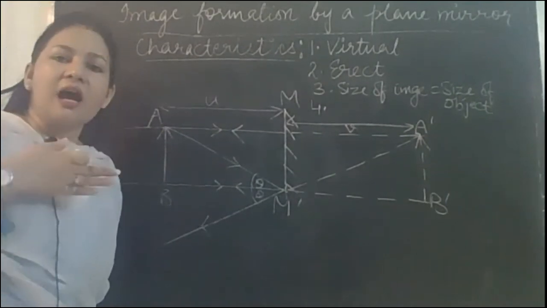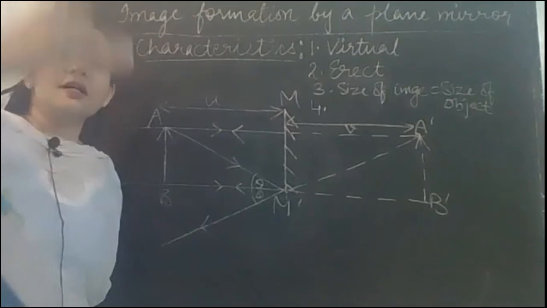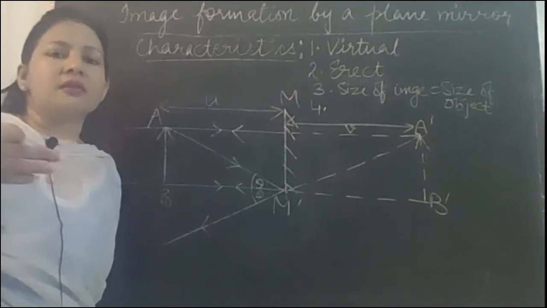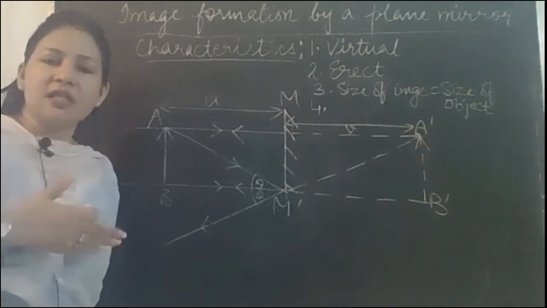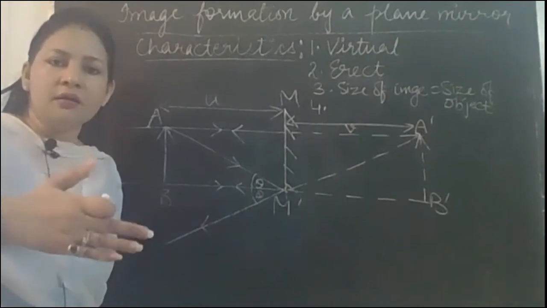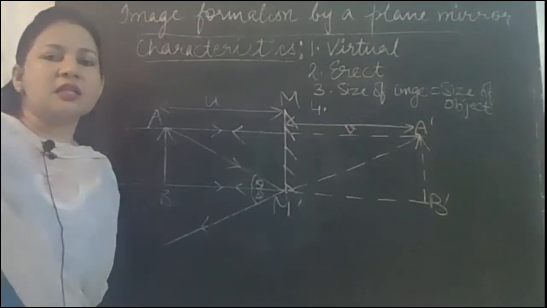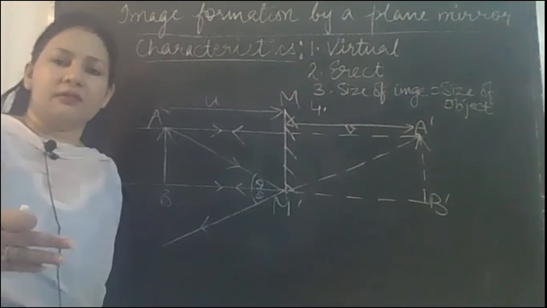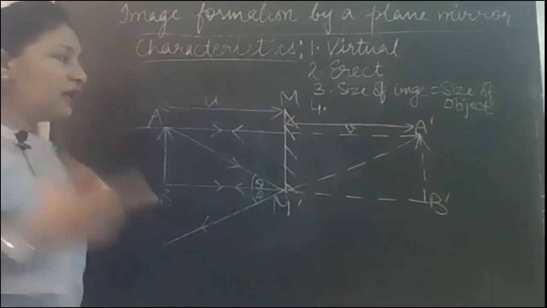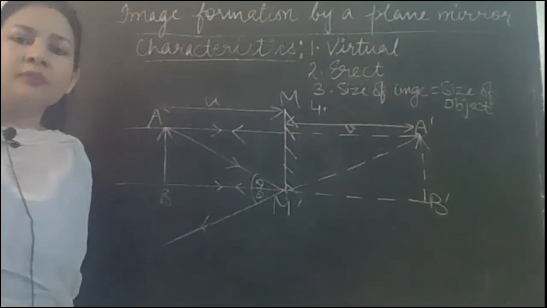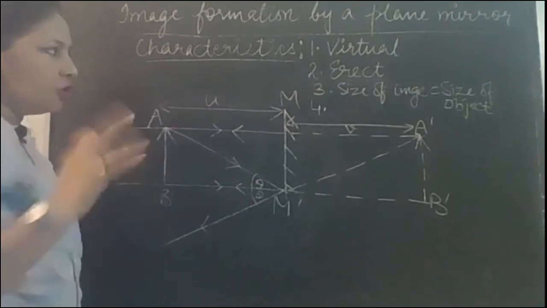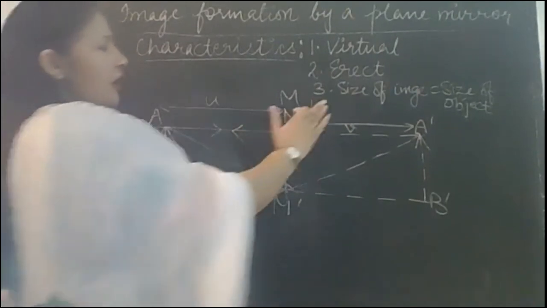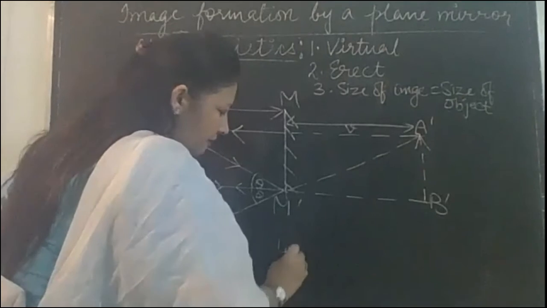जितना डिस्टेंस आपका मिरर से होता है उतना ही डिस्टेंस पे आपको अपनी इमेज मिरर से दिखती है. सो डिस्टेंस बिटवीन ऑब्जेक्ट एंड मिरर is always same as distance between its image and mirror. Okay, and we can also prove it mathematically from this ray diagram. I'll show you, but first write the characteristic. I write the fourth characteristic here.